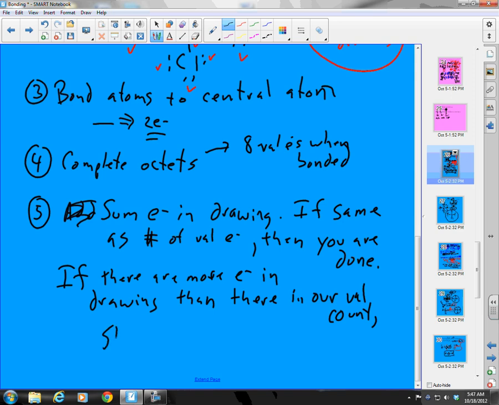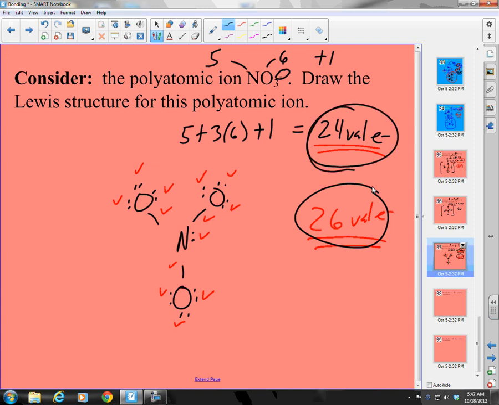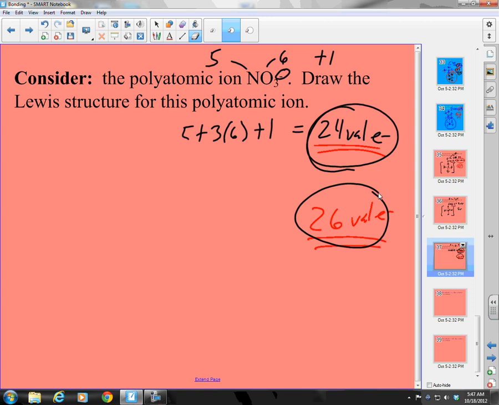We have to start over. That's why I said we should use a pencil sometimes. Start over and use double bonds or triple bonds as needed. Okay? All right. So now we go back here. We had too many electrons, right? I had 26 in my picture. I only have 24 that I'm allowed by my valence electrons. So that means I have to start all over. Oh, man, I hope I wasn't using pen.